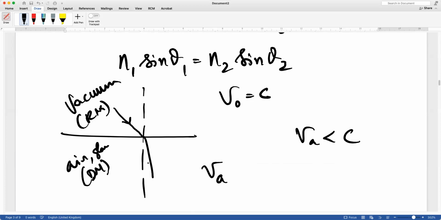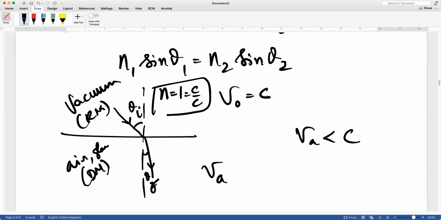Okay, so now if you call this angle theta 1 and theta 2, or if you want to make it incident and refracted, that is okay too. Let's say this is our N, which is equal to 1 for vacuum, the refractive index, because this is actually given by C by C.